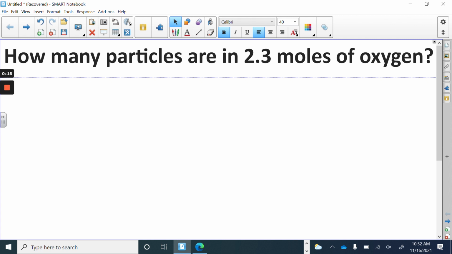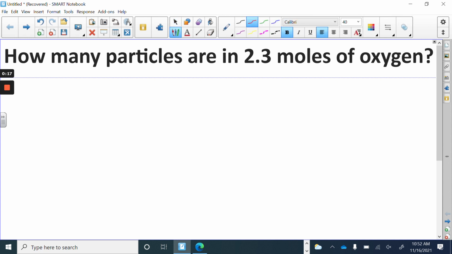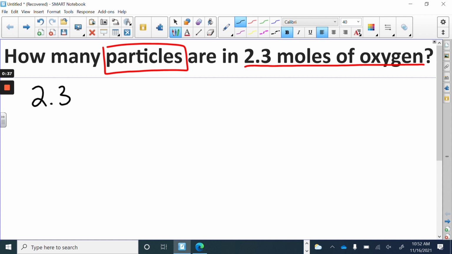The first problem we have here asks how many particles are in 2.3 moles of oxygen. So we're going to start the same way every single time. The first thing that we're going to do is start by writing down what we were given in the problem. We were given 2.3 moles of oxygen, so that'll be O2.